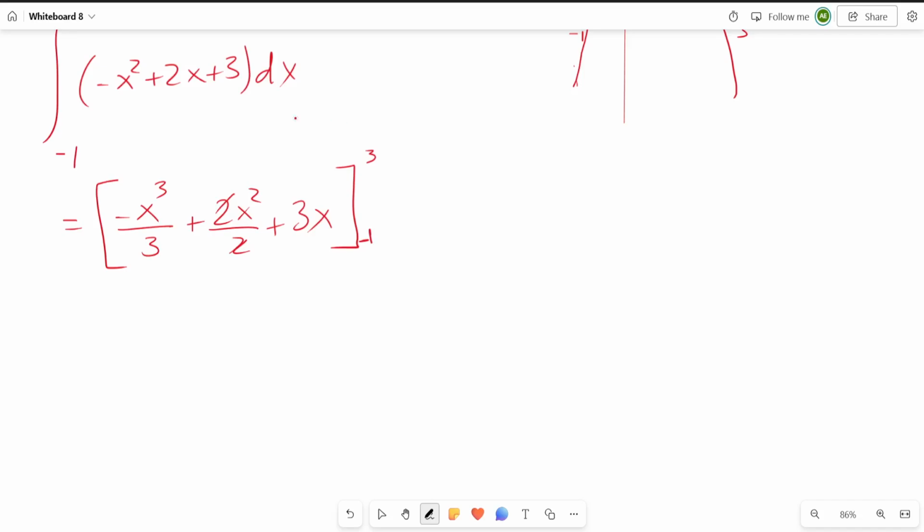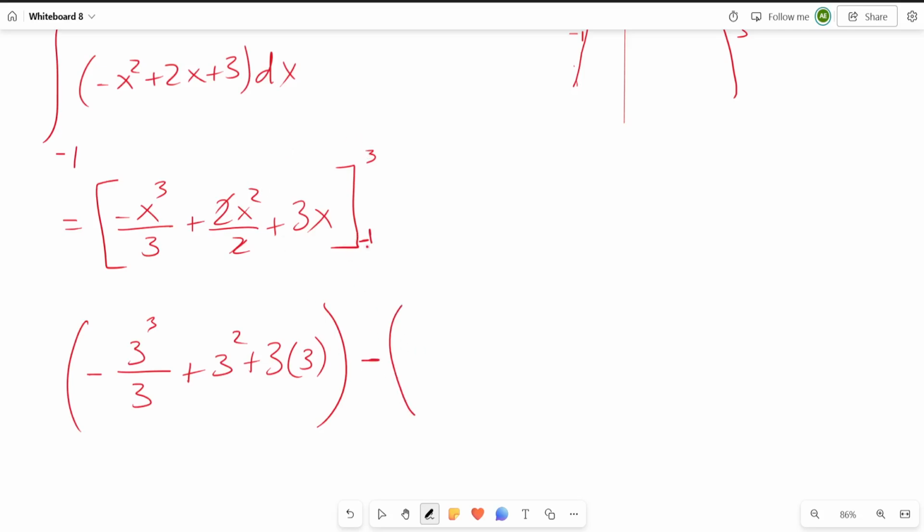To solve this, I will substitute the upper bound first, and then I will subtract when I substitute the lower bound. So this is going to be minus x is now 3, so 3 power 3 over 3, plus this 2 and 2 went away, so I'm left with x squared, so it is 3 squared plus 3 times 3. So this is when I substituted the upper bound. And then I will subtract when I substitute the lower bound. So this is minus, my x now is minus 1 power 3 over 3 plus x squared, so it's minus 1 squared plus 3 times negative 1.